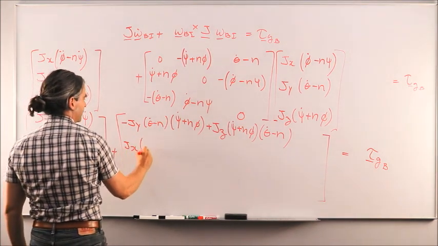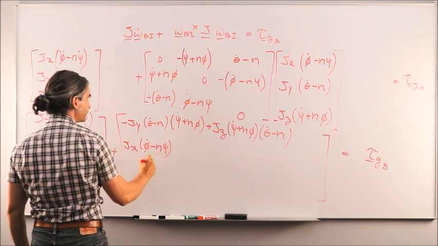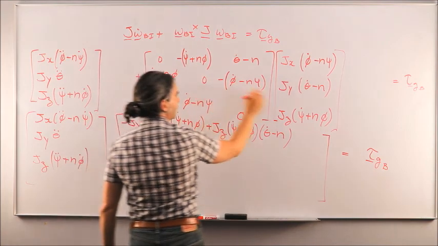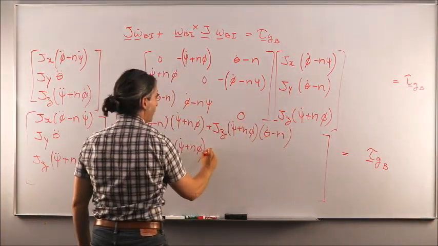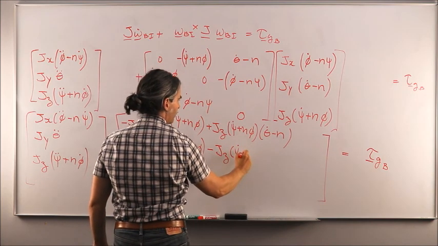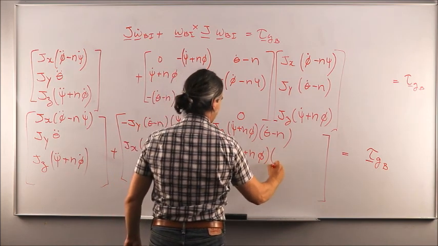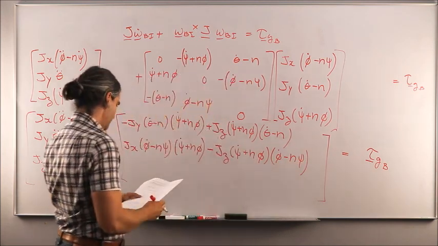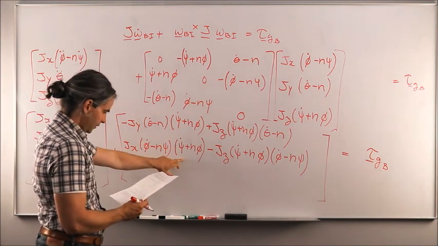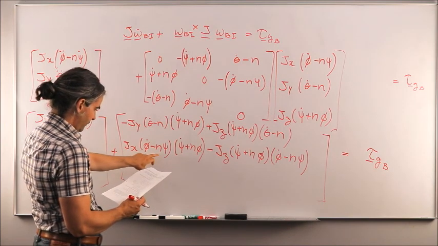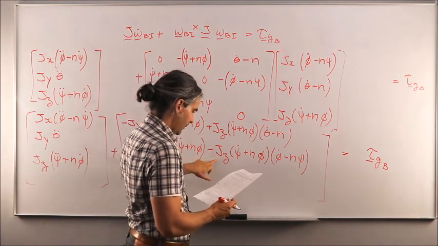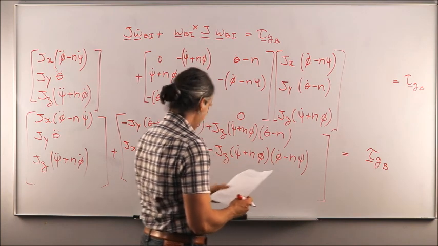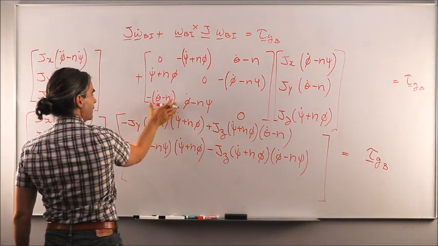Let's do the Y equation now. We have Jx, this minus this, times this, yaw rate plus N roll angle, plus 0 times this, which is 0, plus this times that, so minus Jz, yaw rate plus N roll angle, that multiplies roll rate minus N yaw angle. Just double check real quick. Jx. Yes. Minus Jz. We're good.